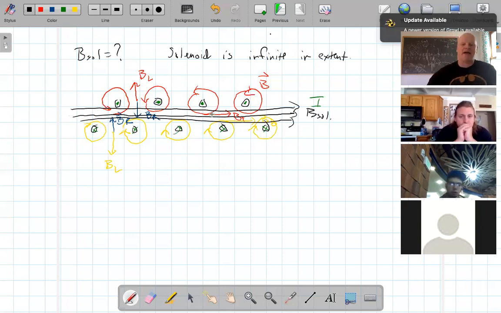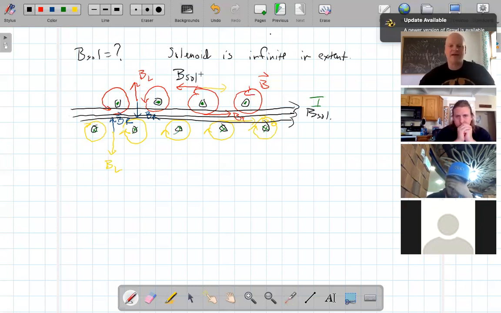Now, what happens on the outside? Well, on the outside, what's happening? This portion, the magnetic field is pointing this way. But from this wire down here, the magnetic field up here will be pointing in this direction, which means that outside of the wire I'm going to get a superposition of the magnetic fields in the opposite direction. So on the outside of the solenoid, as long as my solenoid is infinite in extent, the magnetic field on the exterior is going to be 0.